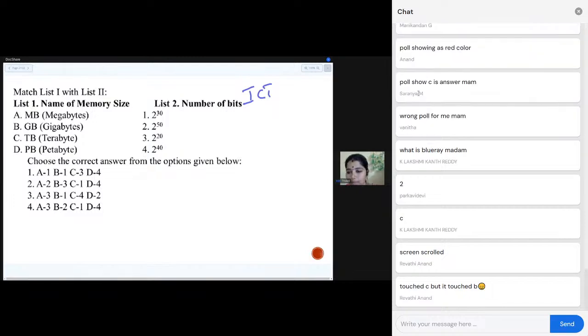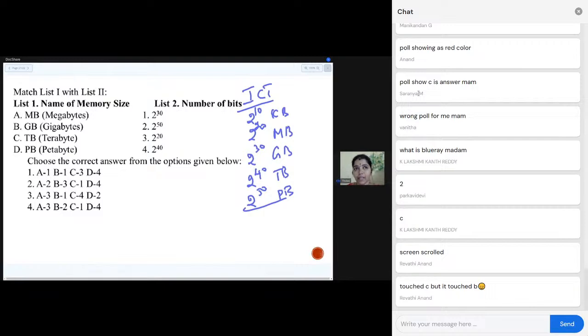Okay, very good. This is about memory size. 2 to the power 10 is KB, 2 to the power 20 is MB, 2 to the power 30 is GB, 2 to the power 40 is TB, and 2 to the power 50 is petabyte. Sorry, you touched C but it's B. So this is how we have to match megabyte, gigabyte, terabyte, and petabyte.